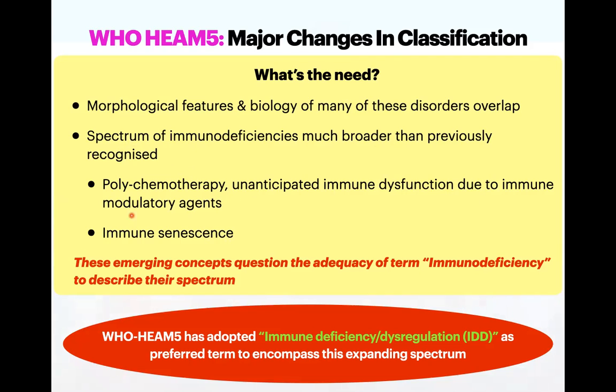New concepts are coming in the field of immunodeficiency, and that's why, to incorporate all those, this classification needed a change. And these emerging concepts question the adequacy of the term immunodeficiency to describe their spectrum. So the term immunodeficiency is not always adequate to cover all these, and that's why they have adopted the term immune deficiency/dysregulation as the preferred term to encompass this expanding spectrum.